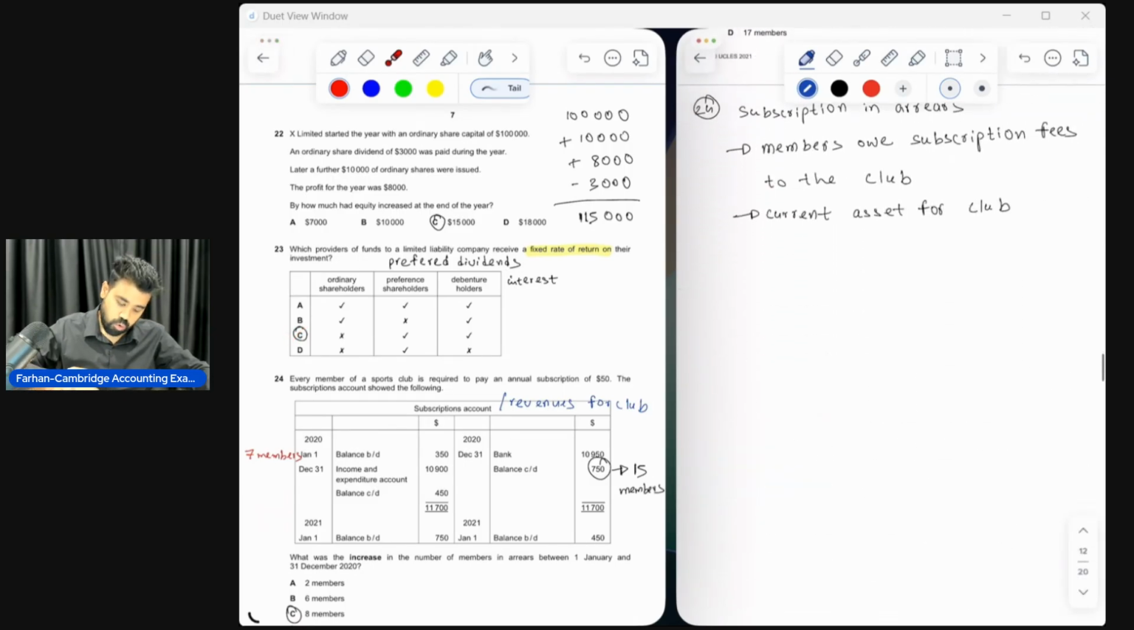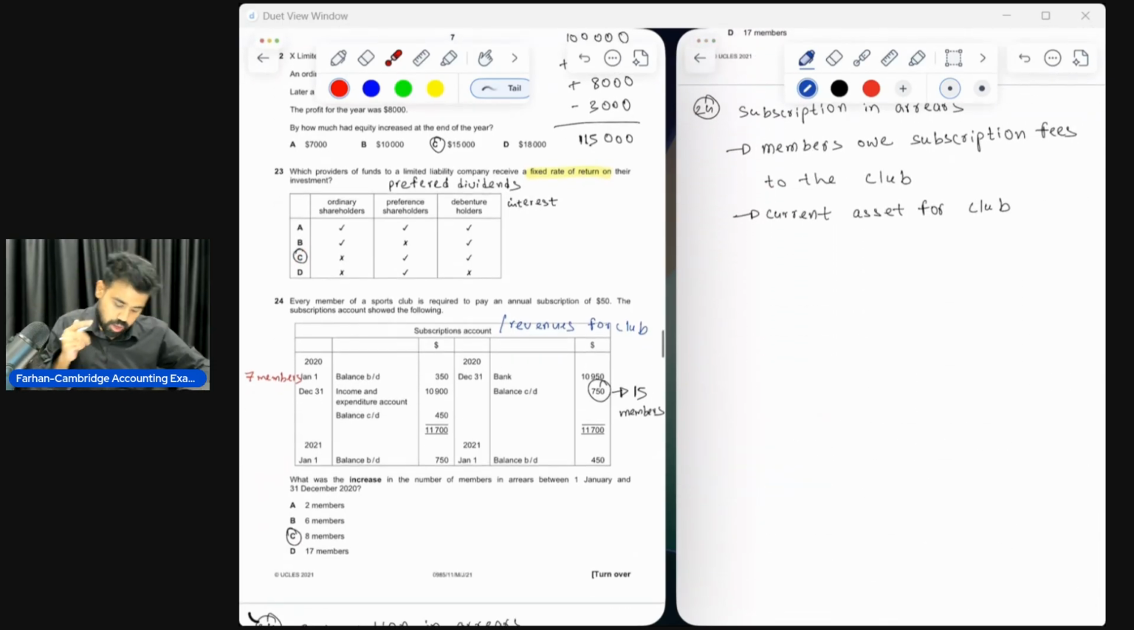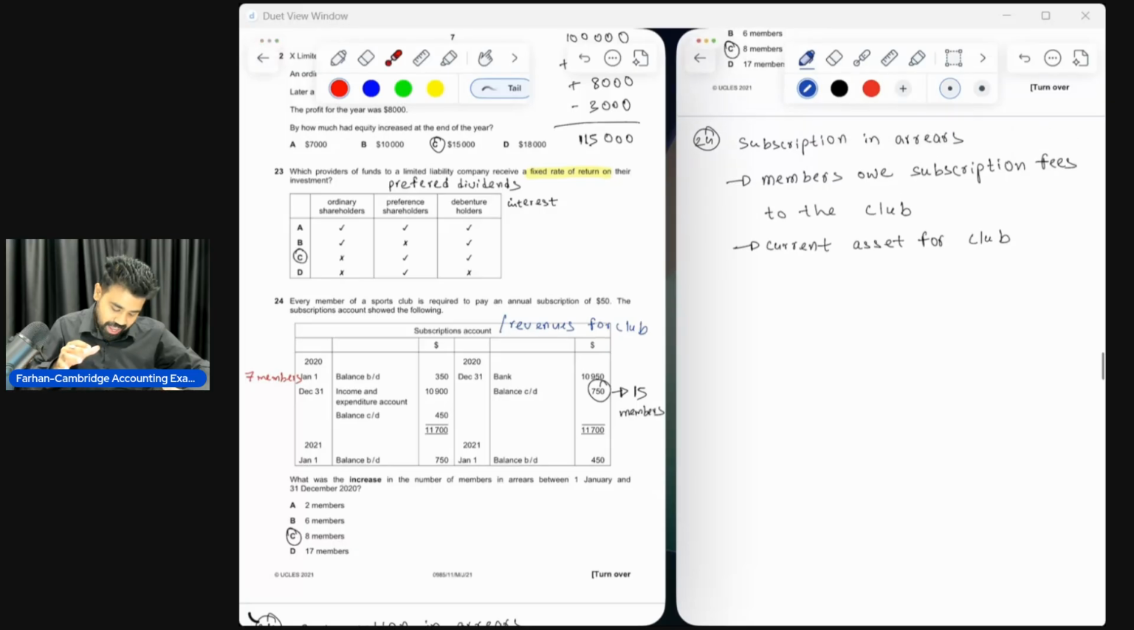Question 24. Every member of a sports club is required to pay an annual subscription of $50. The subscriptions account showed the following. Now, when we think of the subscriptions account, it is basically the revenue account for a club, all right? And the question is asking, what was the increase in the number of members in arrears between 1 January and 31 December 2020?